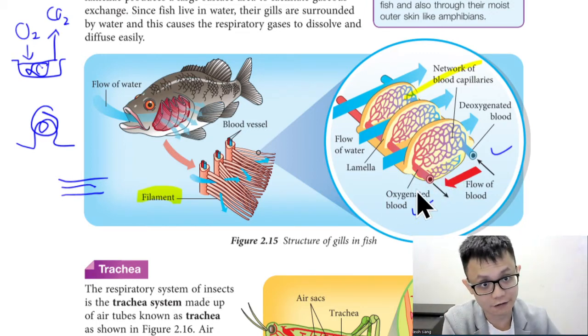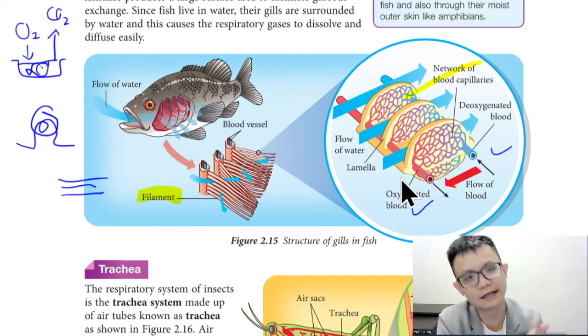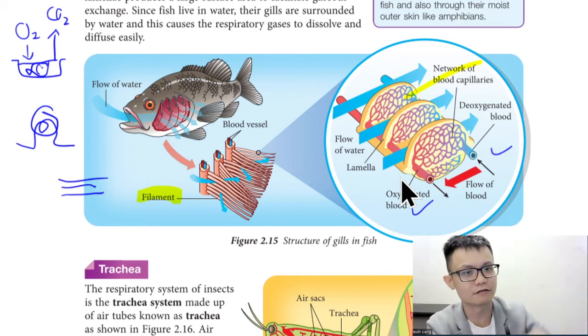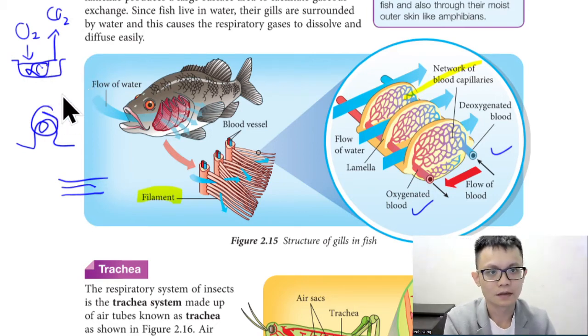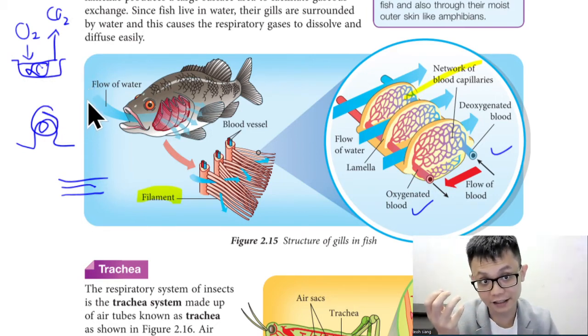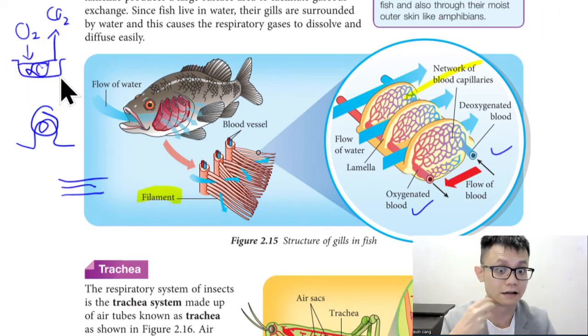I will use the word diffuse. I didn't use the words come in, go out. But you can say come in, go out, okay? The oxygen comes into the water, the carbon dioxide goes out from the water. Or the better wording is that the oxygen diffuses into the water and the carbon dioxide diffuses out.